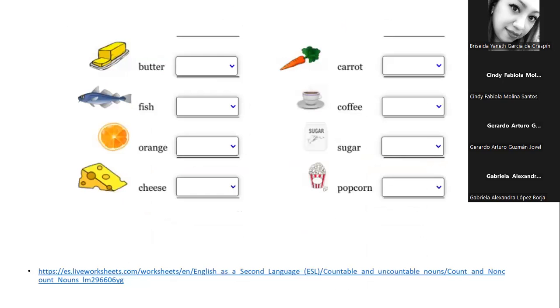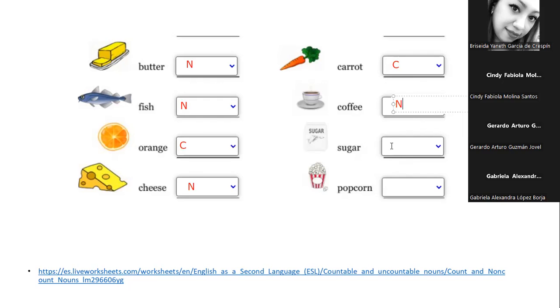Excellent. Okay, we have more in the next slide. Butter. Non-count. Fish. Well, it depends. As food, it's non-count. As an animal, it's count. The same with chicken. Orange? Count. Cheese? Non-count. Carrot? Count. Coffee? Non-count.